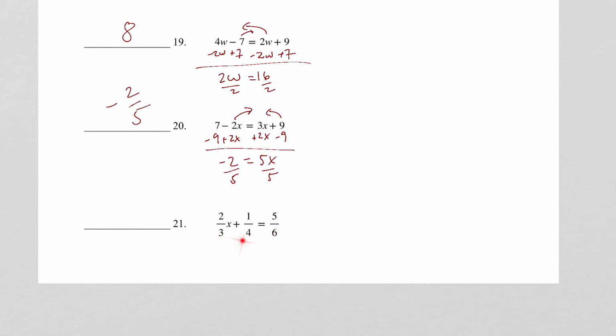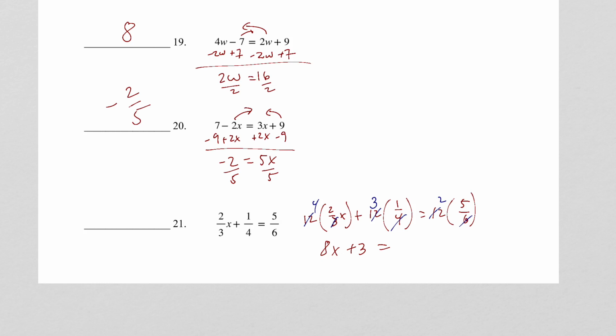Okay, I'm going to get rid of my denominators by multiplying everything by 12. And then I'm going to cancel. 3 goes into this 4 times. When I multiply, I get 8x. 4 goes into this 3 times. I multiply and I get plus 3. And 6 goes into 12 twice, and I multiply and get 10.